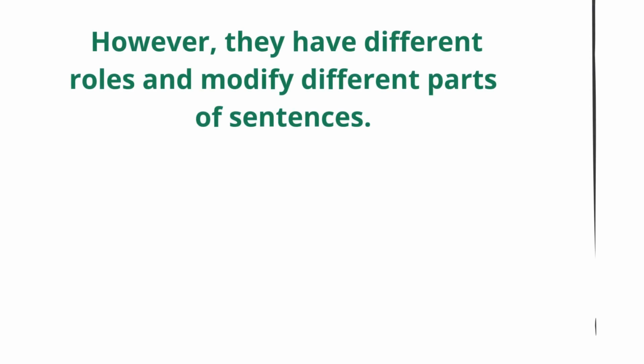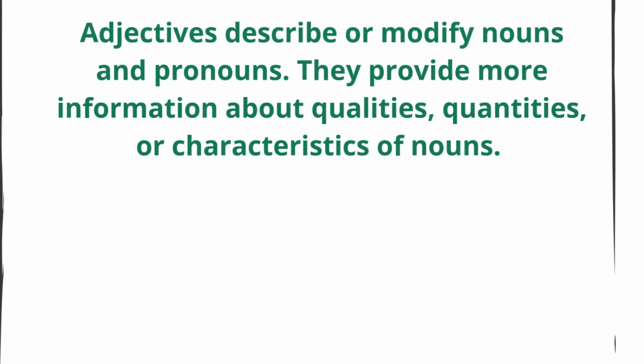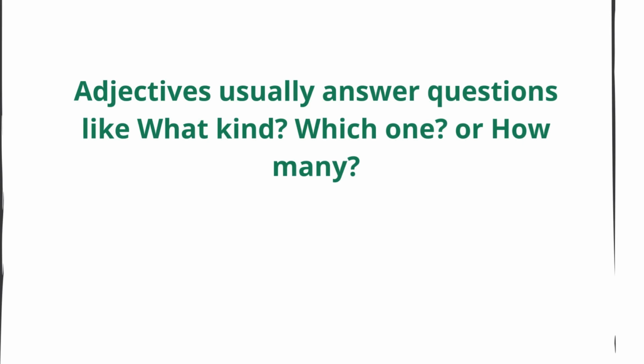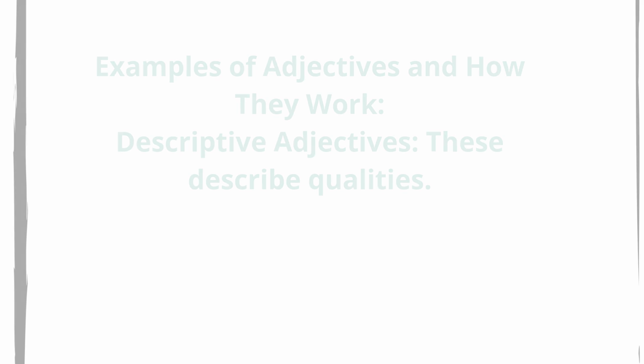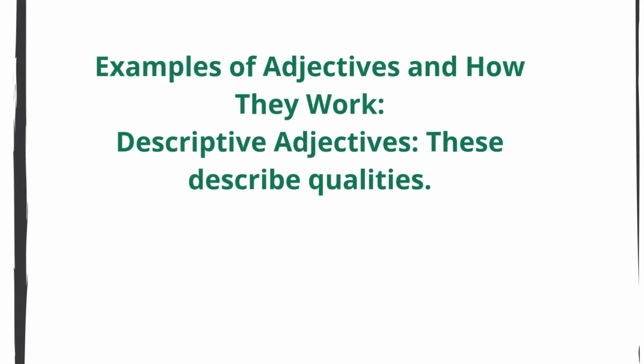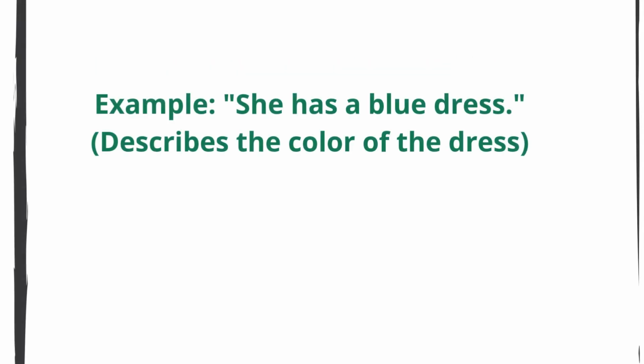However, they have different roles and modify different parts of sentences. Adjectives describe or modify nouns and pronouns. They provide more information about qualities, quantities, or characteristics of nouns. Adjectives usually answer questions like what kind, which one, or how many. Examples of adjectives and how they work. Descriptive adjectives describe qualities. Example: she has a blue dress. Describes the color of the dress.